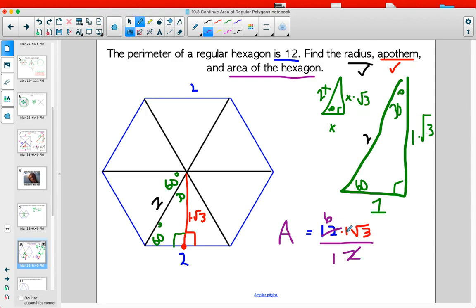6 times 1 is 6 radical 3. So the area equals 6 times radical 3 units squared. And that is it.